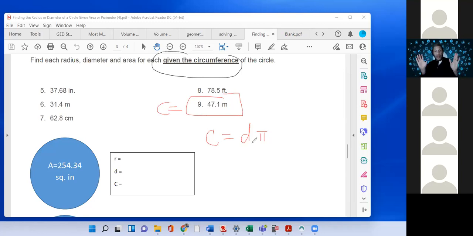Okay, so listen to what I'm asking you. This is what you want to do. I need everybody to understand this. If you're trying to get D by itself, it's only two things on the right side of that equation, D and pi. If I want D by itself, I need to get rid of pi.